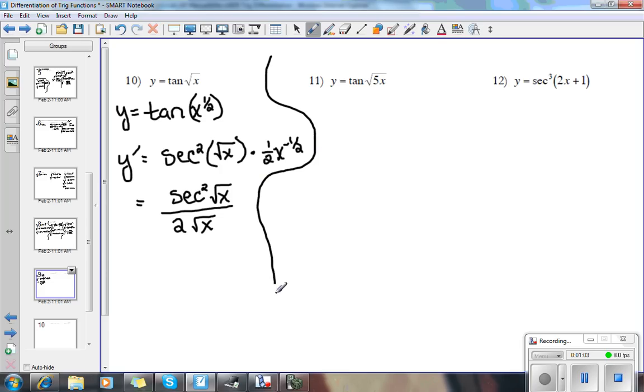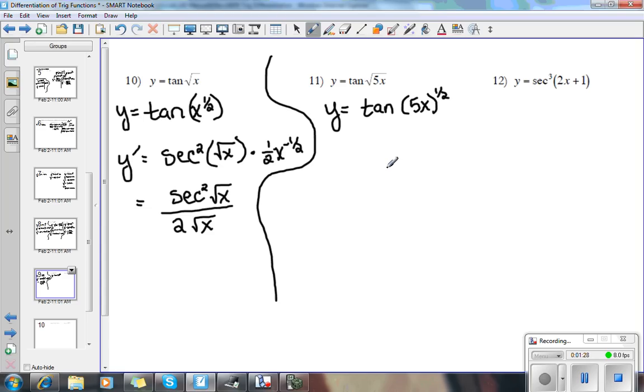And that's our answer. By the way, I'm going through these fast, so there is a slight possibility I could be making a mistake. I think I have been good on these, but I'm sure someone will notice if I've made a mistake. So on this next one, y equals tangent 5x to the 1/2 power.